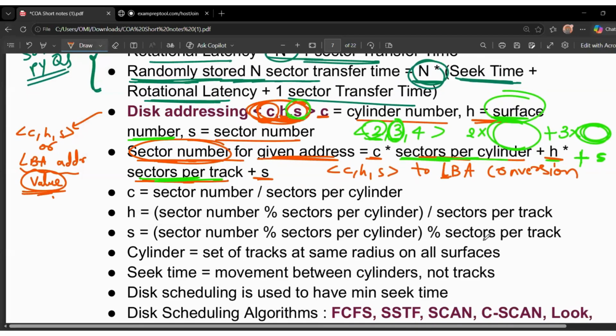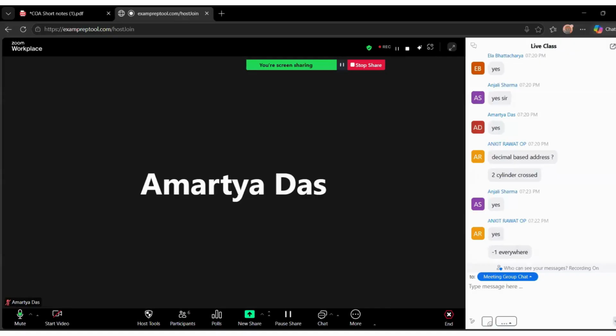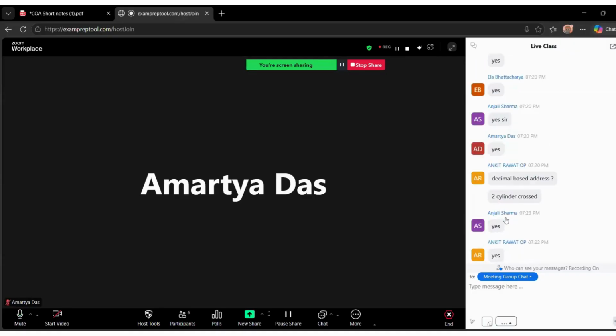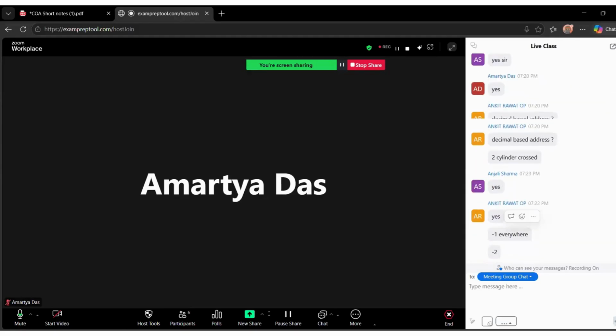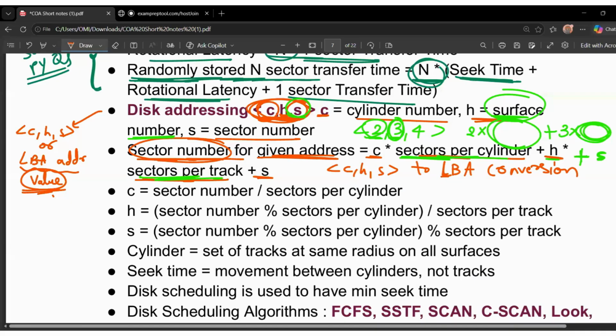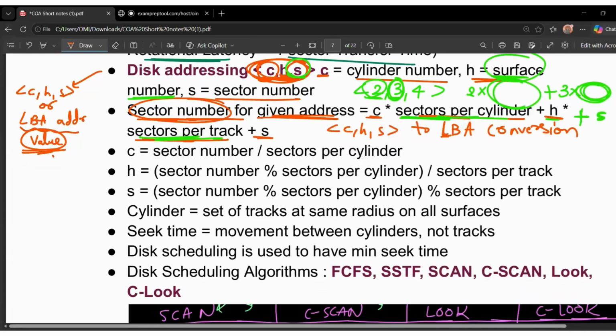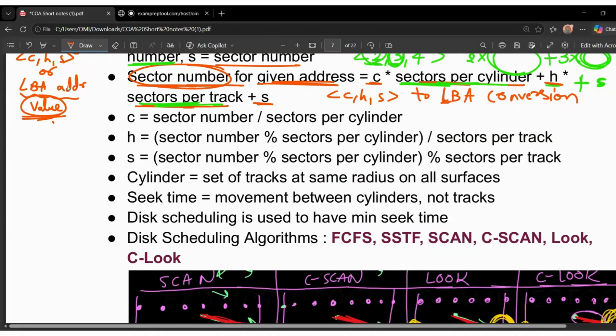If it is given as two based indexing, then -2, but I think they won't give that, because we have seen many PYQs, and most probably zero based indexing only is given in the PYQs. Right? Now this is the conversion from LBA to CHS.